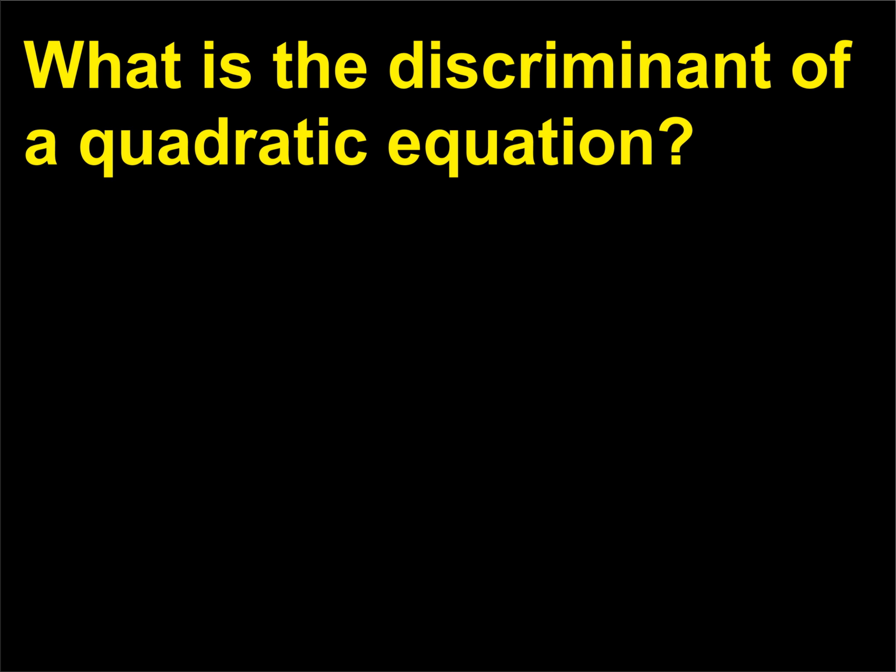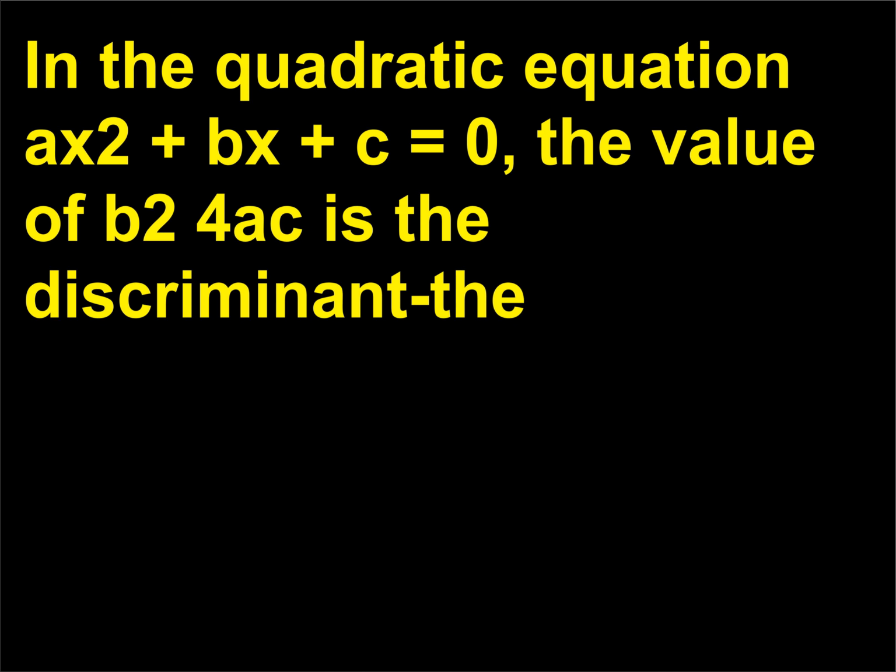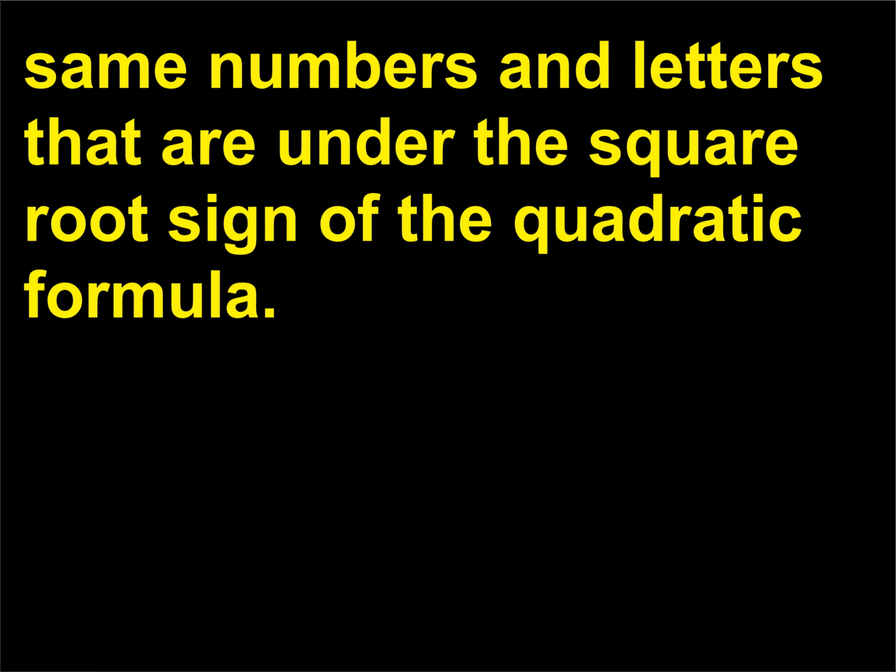What is the discriminant of a quadratic equation? In the quadratic equation ax^2 + bx + c = 0, the value of b^2 - 4ac is the discriminant. The same numbers and letters that are under the square root sign of the quadratic formula.